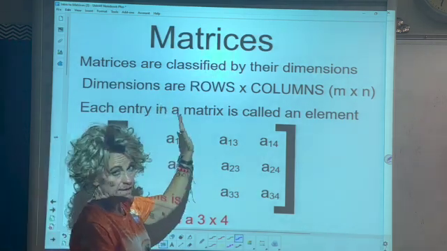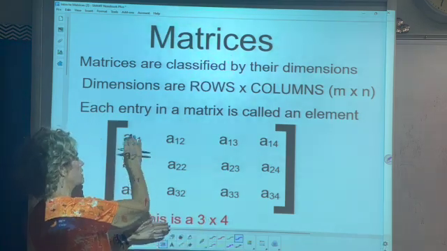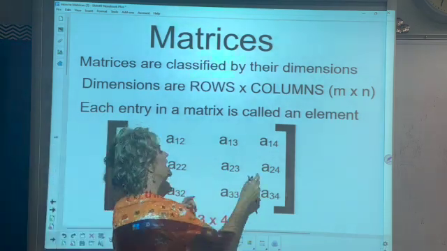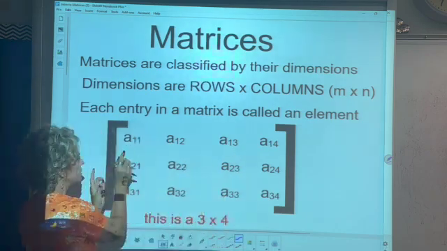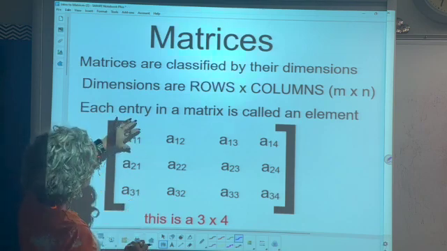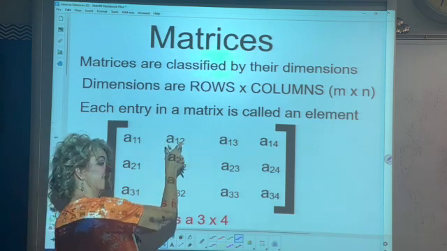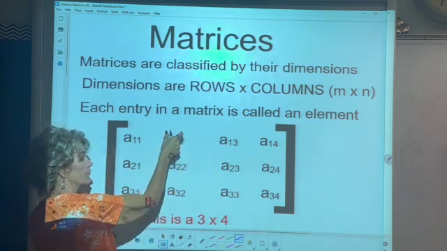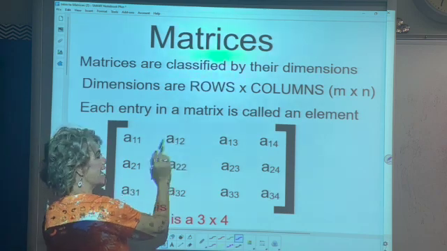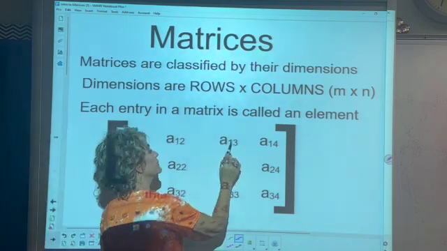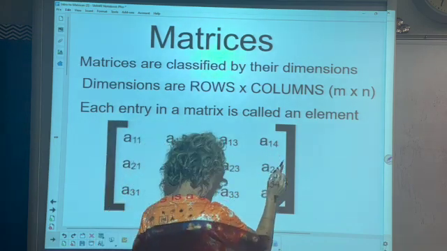Now, matrices are again classified by their dimensions. Dimensions is rows by columns. This is a 3 by 4, 3 rows, 1, 2, 3, 4 columns. If you'll notice, I've got little subscripts here. You can't see them real well, but they're a little below. So your first element is A11, first row, first entry. Your second is first row, second entry. Your third one, first row, third entry. Your fourth one, first row, fourth entry.